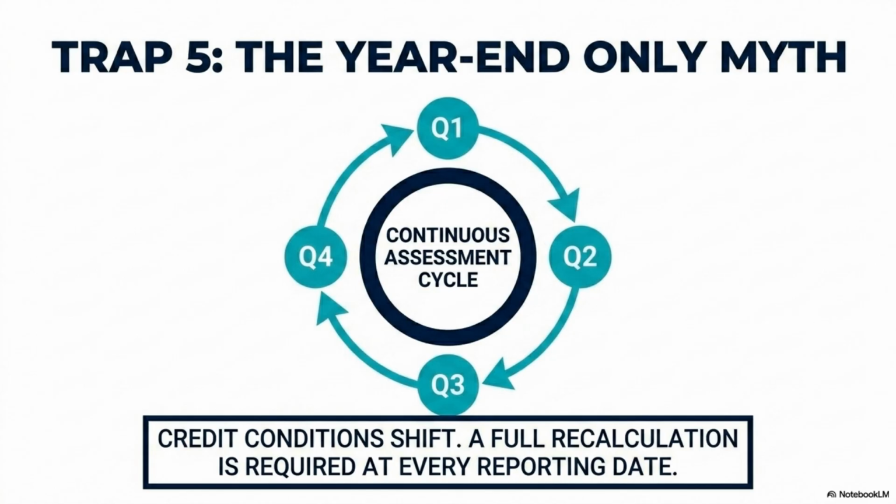Credit conditions shift between quarters. Portfolio composition changes. Qualitative factors that applied in December may not apply in March. Each quarter-end or period-end is a fresh estimate, a continuous assessment cycle, not a carry-forward from the prior period.